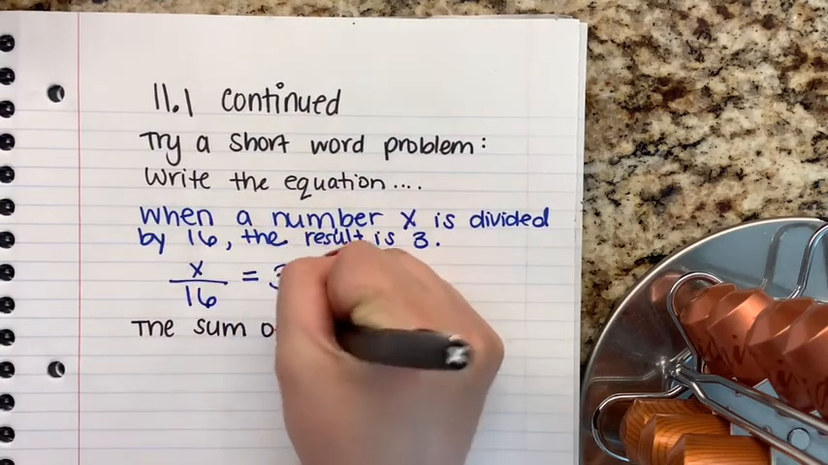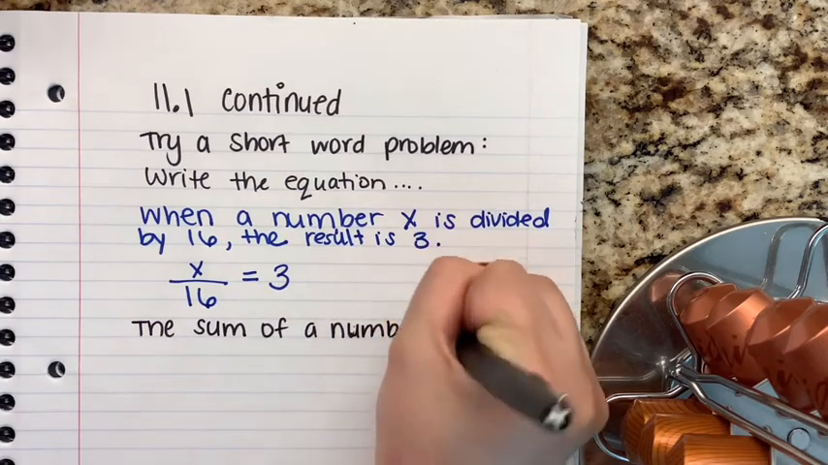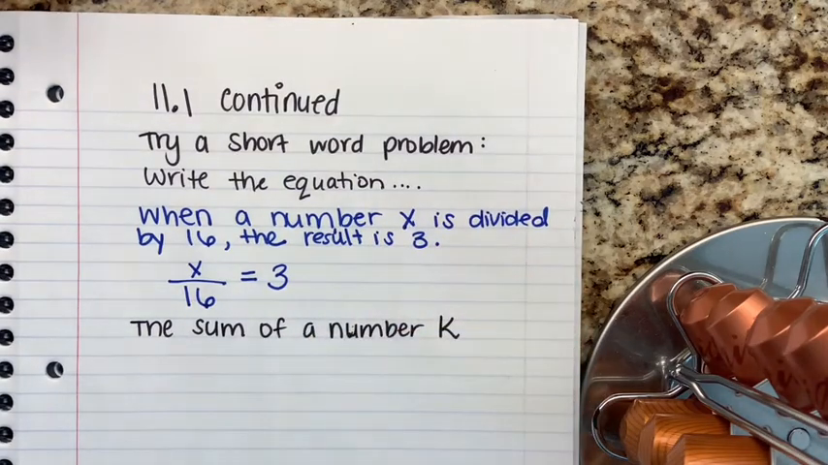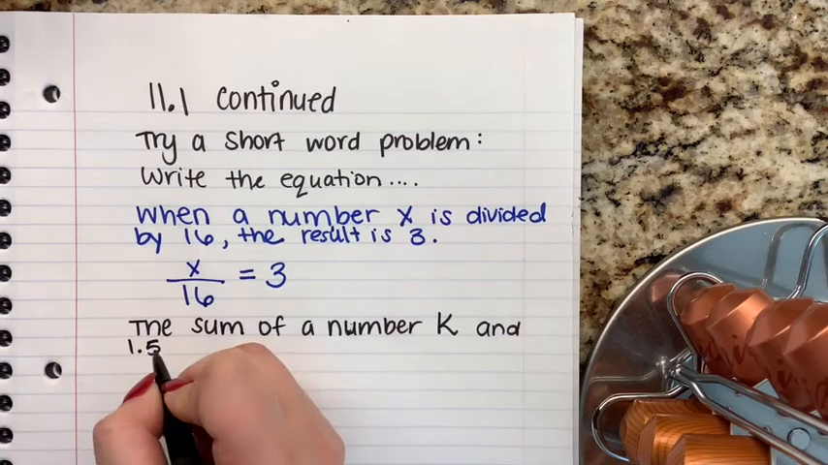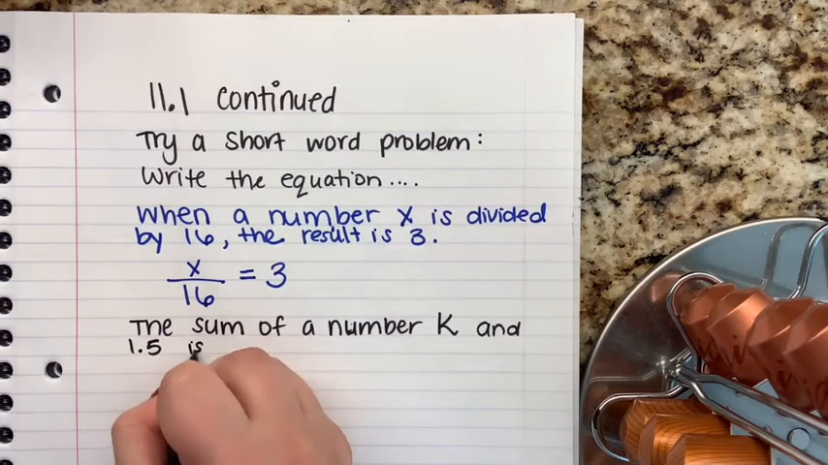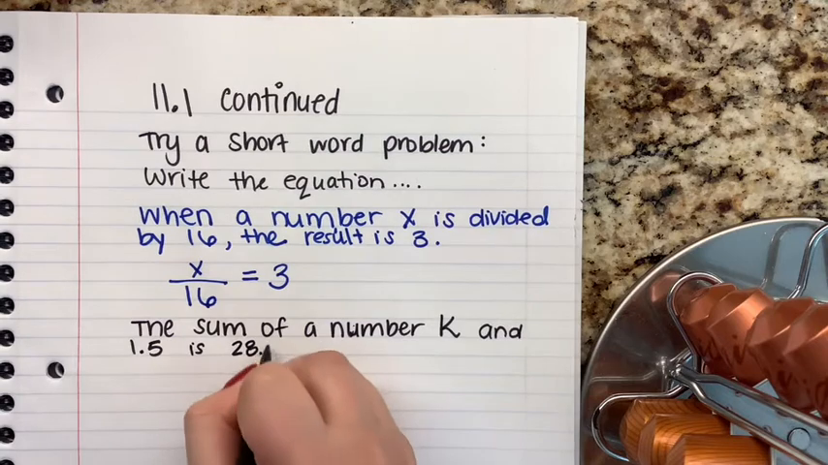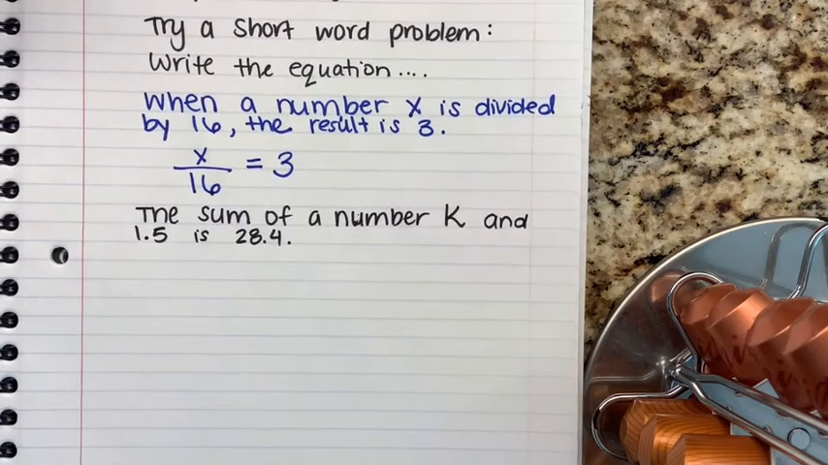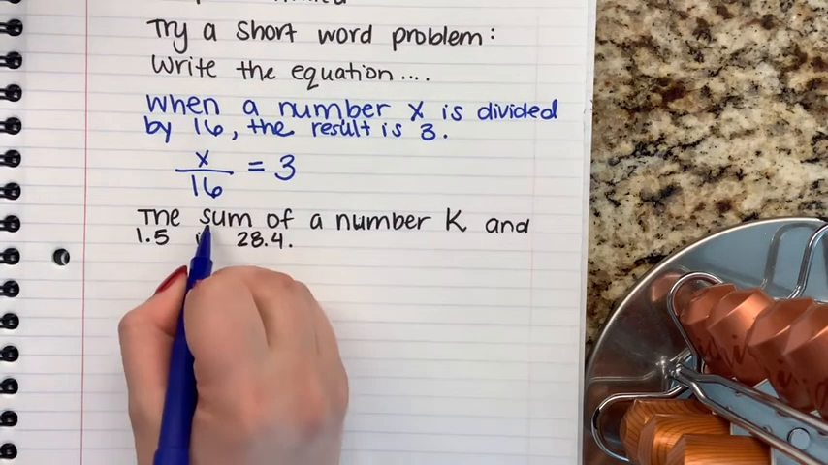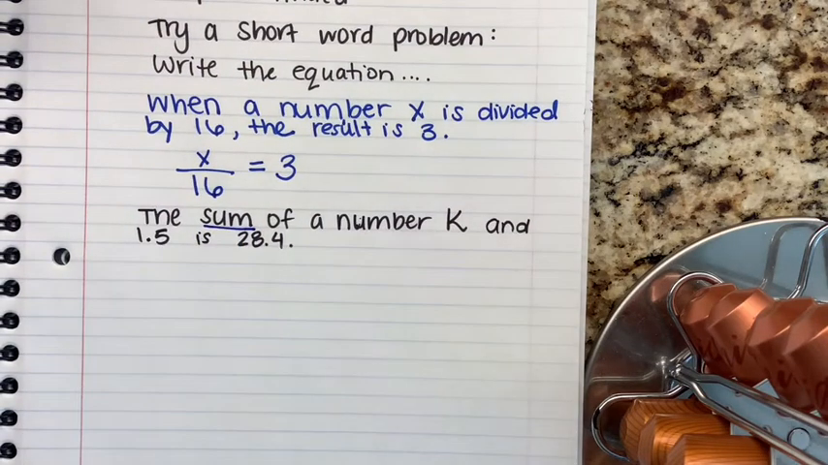The sum of a number k, so we don't know the number, we're going to use the variable k, and 1.5 is 28.4. So going back to chapter 10, we made a chart of all the mathematical words to be able to tell which operation we're doing. Multiplication, addition, subtraction, division. So looking at this problem, we do have a key word, and that is sum. Sum tells us that we are going to be using addition.